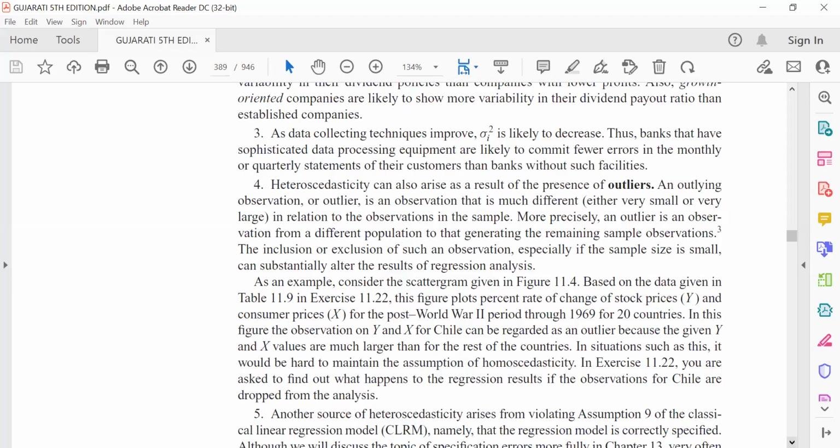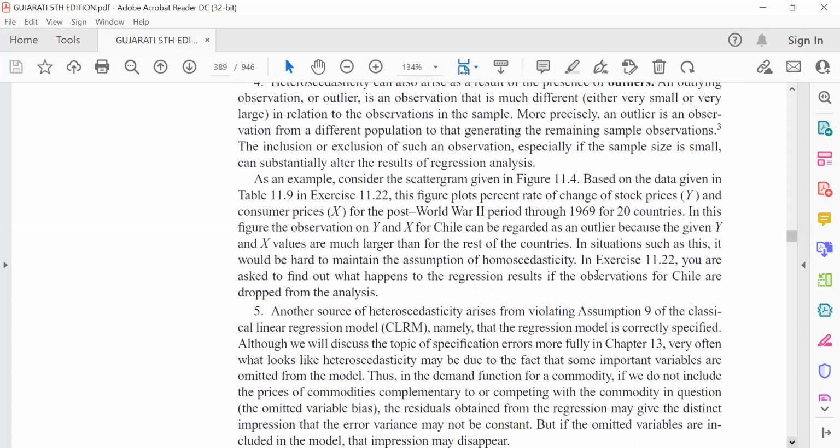Another problem that causes heteroskedasticity comes from misspecification. For example, this specification here.